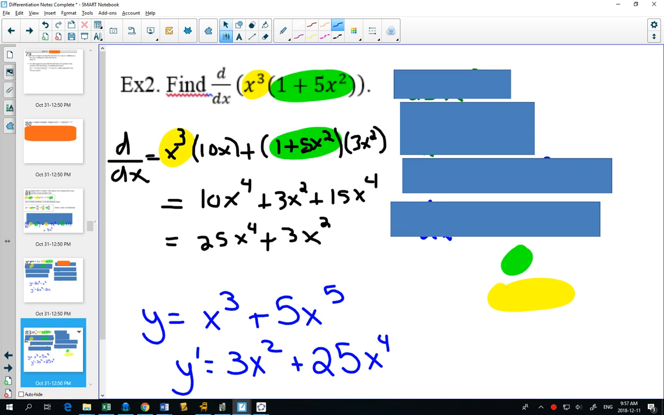So in that case, I like the blue better. The blue is simpler to simplify, quicker, less to write. So sometimes just because you have a product rule doesn't mean you need to use it. You might want to simplify first. And that simplifying first might make your life easier.